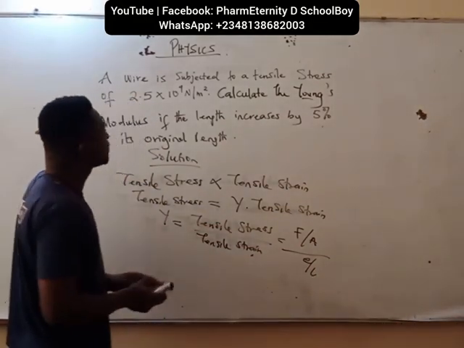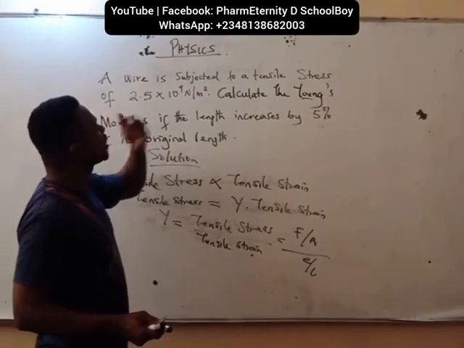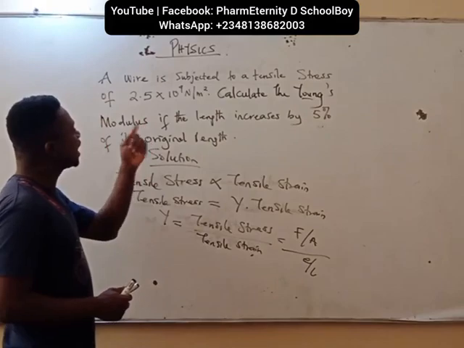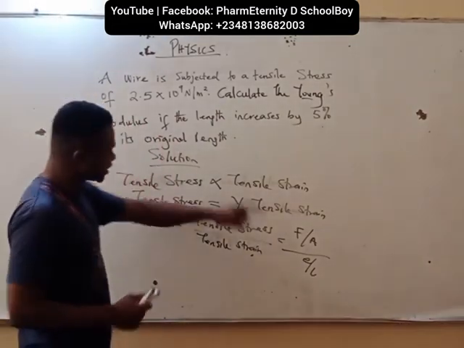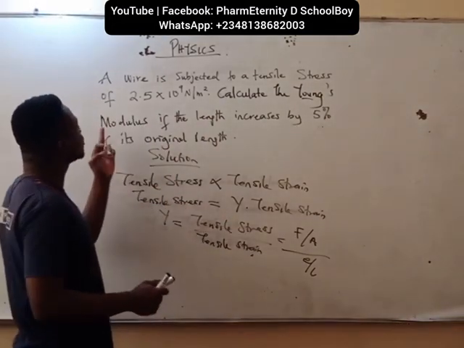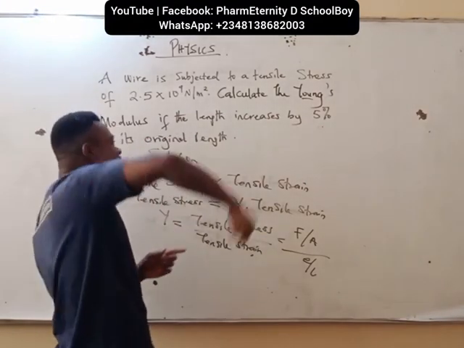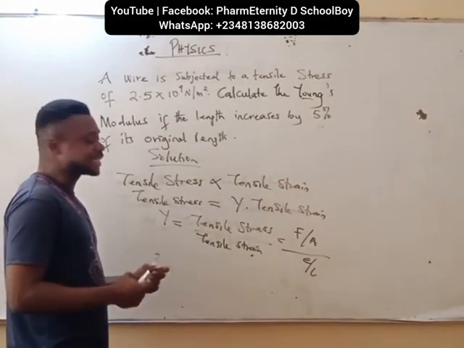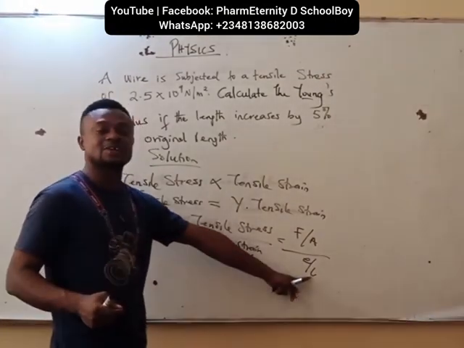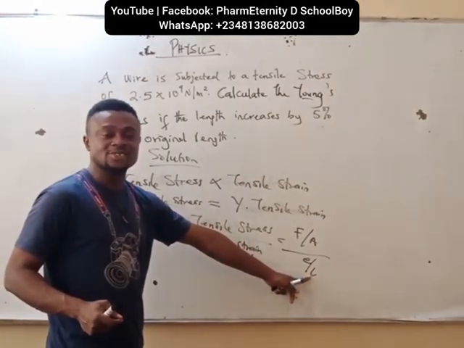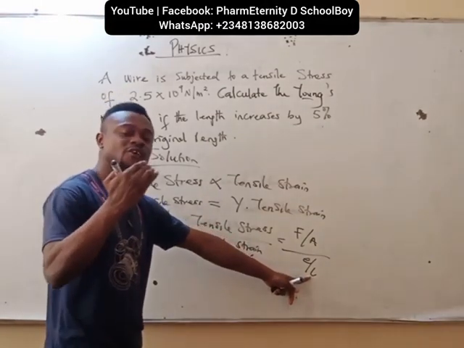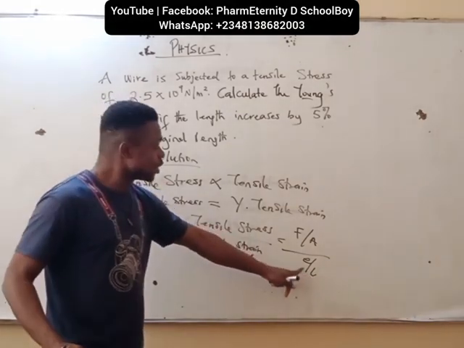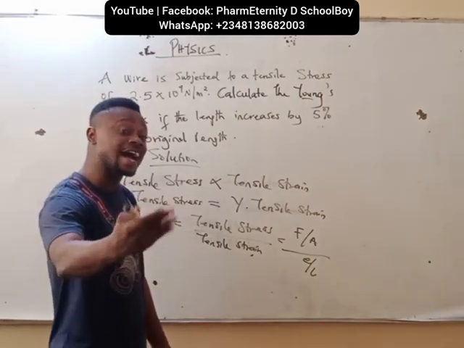The question says that a wire is subjected to a tensile stress of 2.5 times 10 to the power 9 Newton per meter squared, which is this. Calculate the Young's modulus if the length increases by 5% of its original length. So what it means is that the extension is 5% of L. So 5% of L is the same as saying 5 over 100 times L, which is 0.05 L. So E is actually 0.05 L.